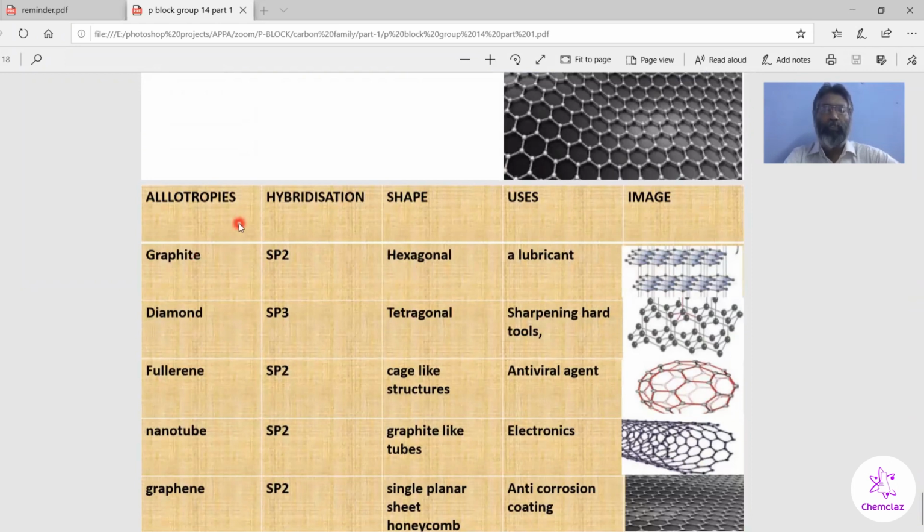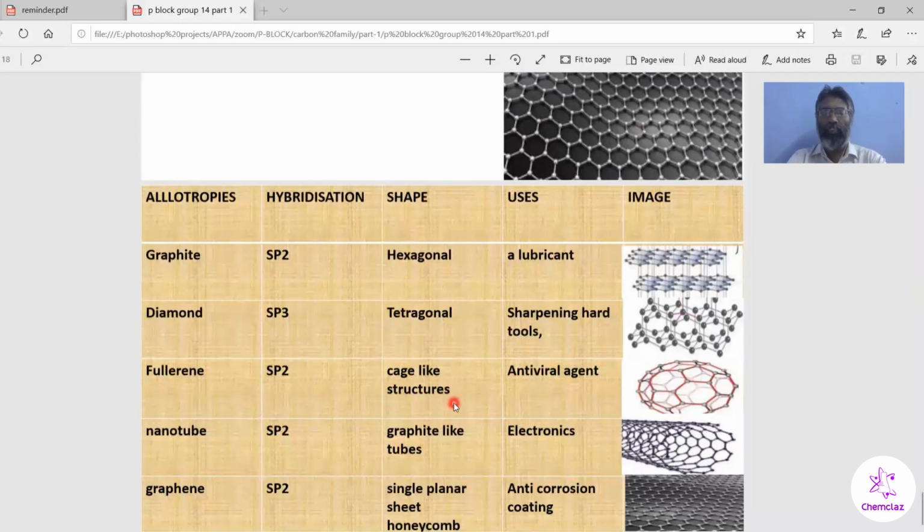Allotropy, hybridization, shape, uses, image. Graphite: sp2 hybridization, hexagonal arrangement, lubricant. Diamond: sp3 hybridization, tetragonal structure, used for sharpening and hard tools. So this one is the tetragonal interlinking structure. Then fullerene: sp2 hybridization, cage-like structure. Cage-like structure means closed structure. So tube-like structure is an open structure, but this one is a closed structure.